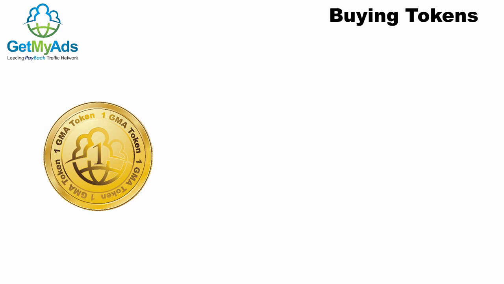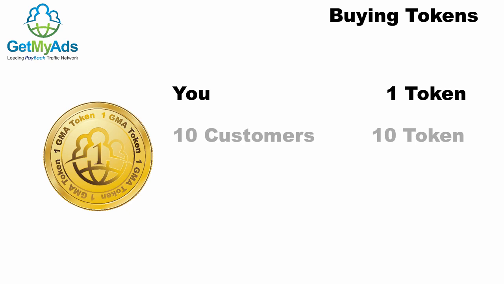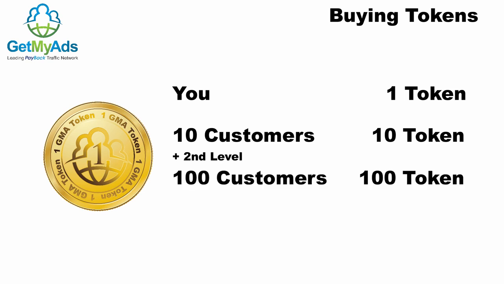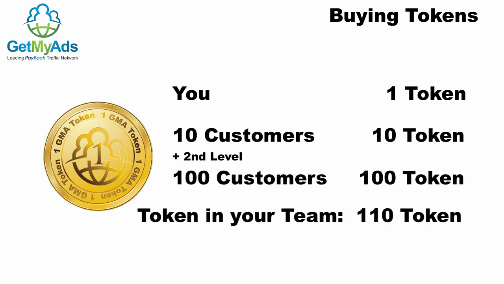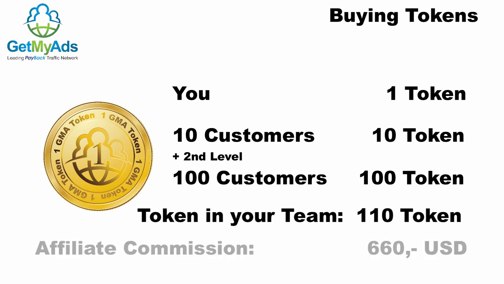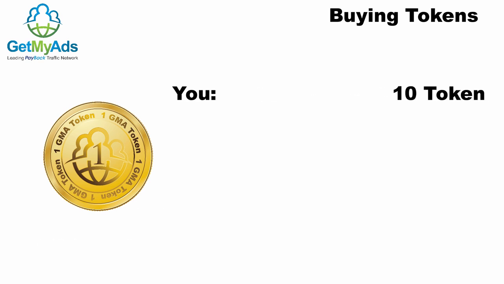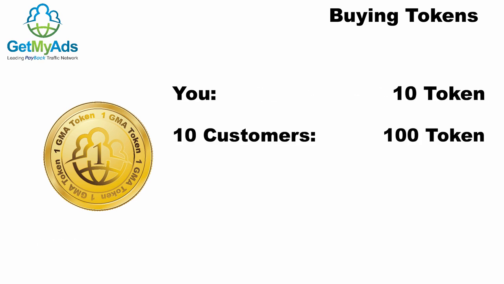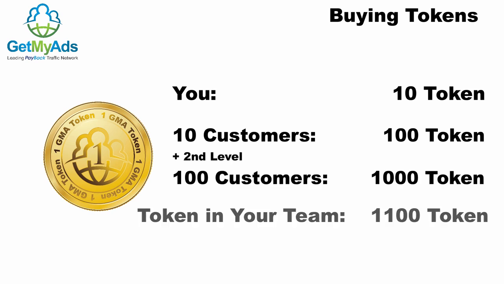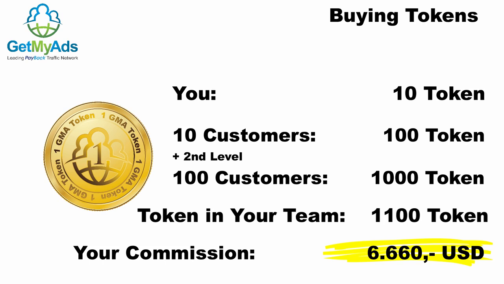An example, if you start with one token and show Get My Ads to 10 people within 1 month who buy one token each and also have 10 customers who purchase a token, you've implemented 110 tokens in your team and earned $660. Not bad at all. However, if you set a better example and start with 10 tokens from the very beginning and duplicate those, then that would be 1,100 tokens and thus $6,600 of direct affiliate commissions for you.